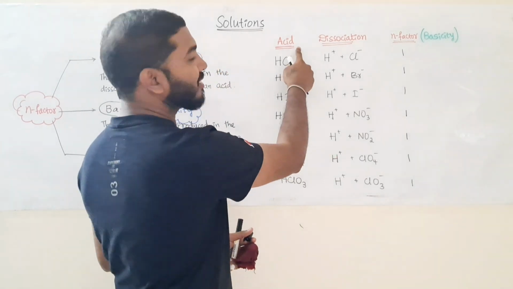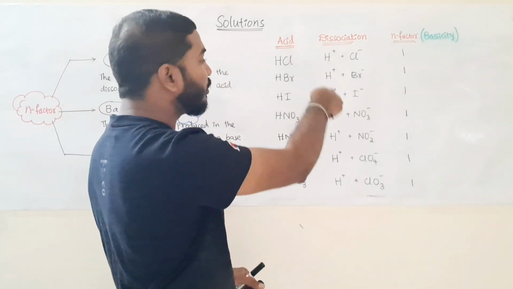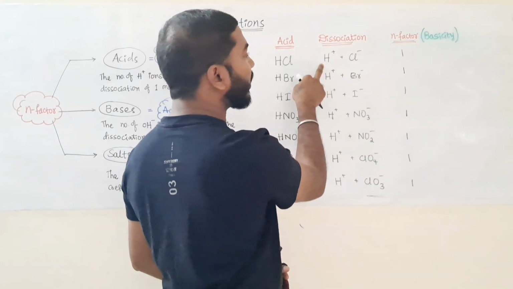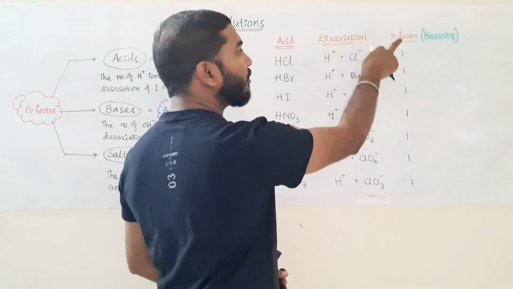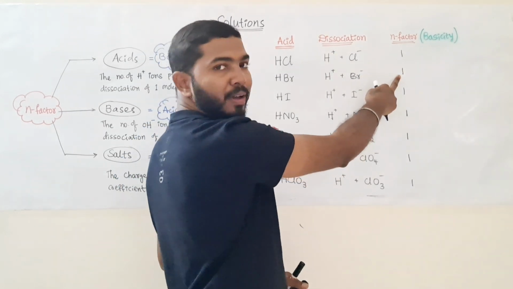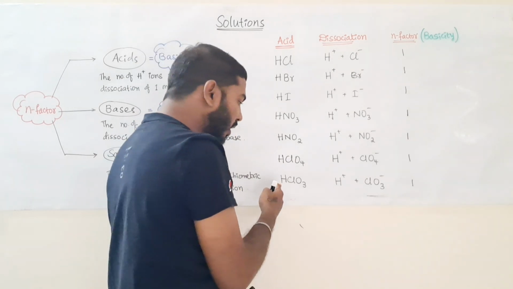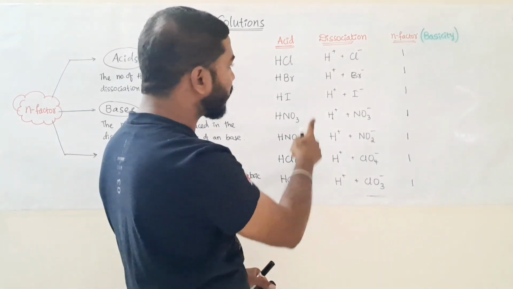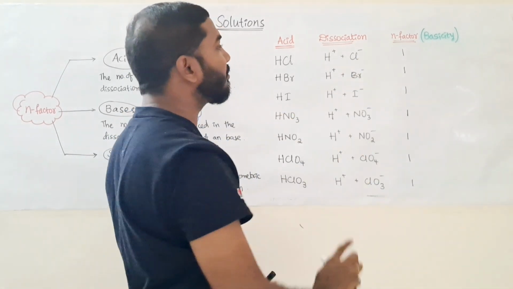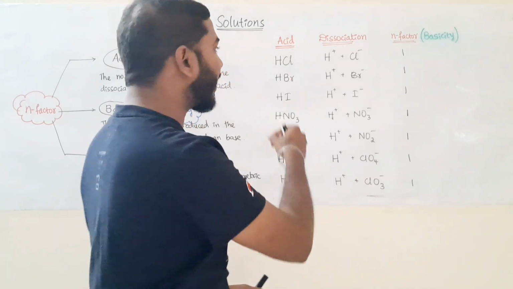And now let us observe the examples here. If you see, all these are acids with their dissociations and their n factors. HCl in dissociation gives one H plus ion, so the n factor is 1. HBr gives one H plus ion in the dissociation, so the n factor is 1. And then HI, HNO3, HNO2, perchloric acid, chloric acid. In all these compounds, one hydrogen ion is produced, so for all of them the n factor is going to be 1. Hope it is clear. Let me give some more examples. Please try to take a screenshot.